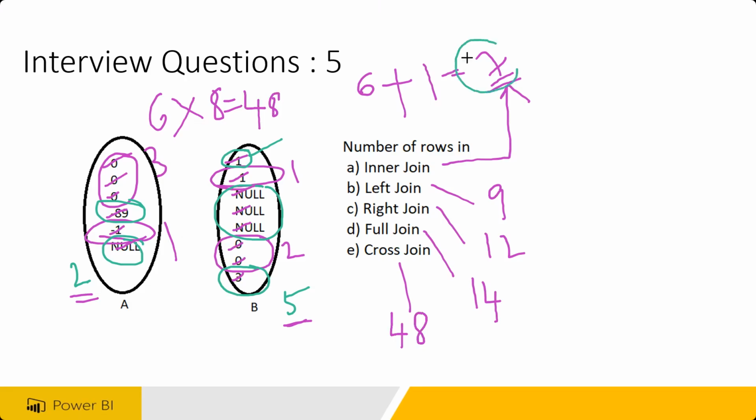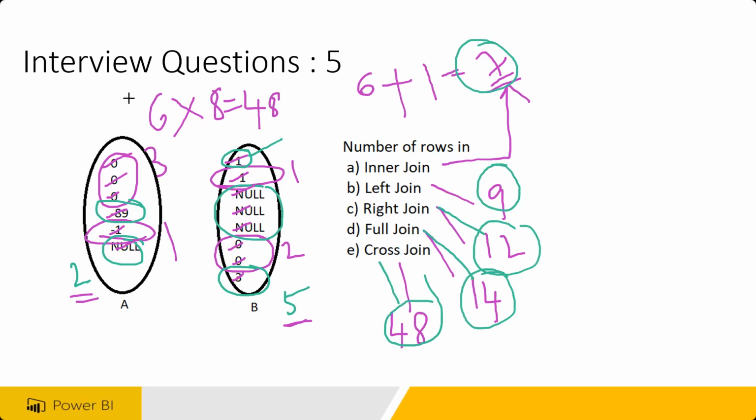So this is the final answer. Inner join is 7, left outer join is 9, right outer join is 12 and full outer join is 14. Cross join is 48. Guys, am I clear?